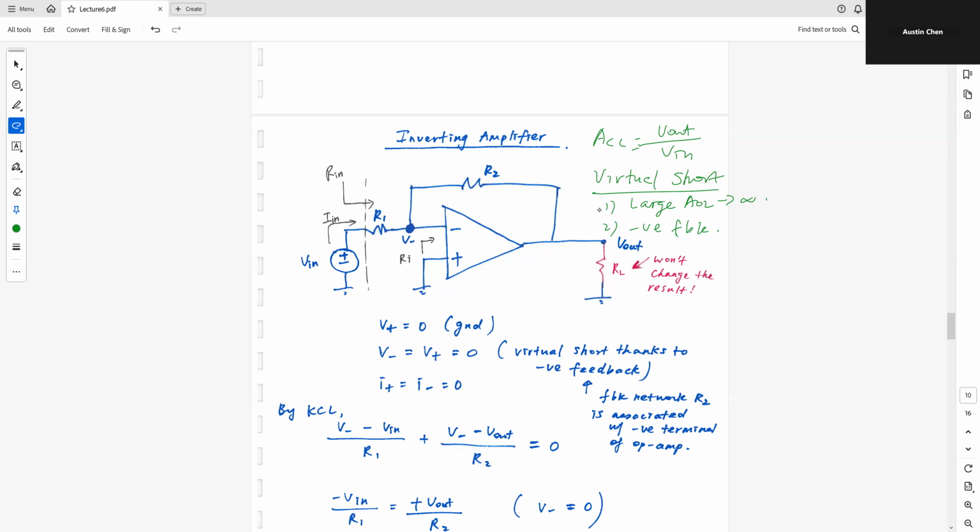In that case, we always say that the AOL is very, very large, so large that we don't have to worry about the non-ideality. Okay, so we assume that AOL is yes, going to infinity. But for the second condition, negative feedback, this is something that we have to check.